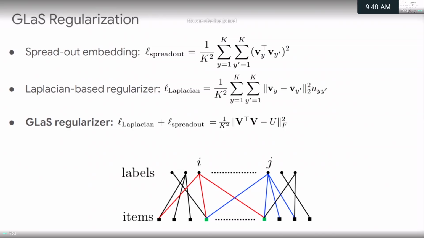Now, how do we choose this u matrix, which is closely related to this u sub y y prime? We take a look at the graph that we have for the labels and the items. Item is the input query, and the labels are the labels. So consider these two labels, i and j. You can see that the items that they are connected to are pretty much the same as each other. And this gives us a good measure that these two labels are pretty much correlated with each other.